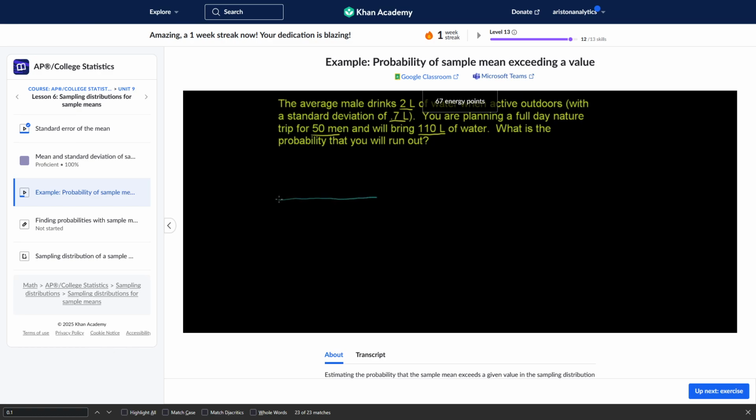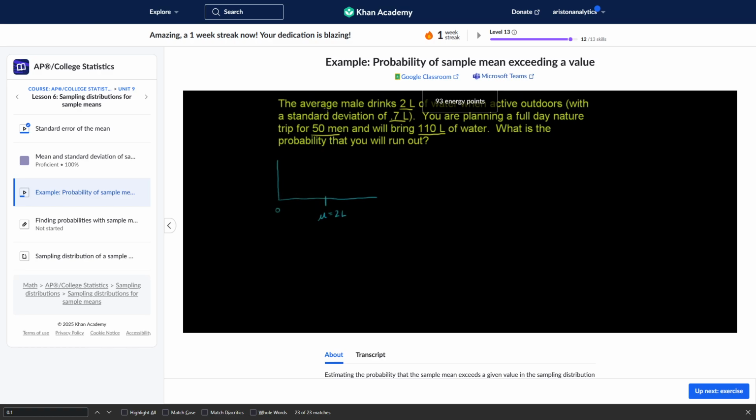So they're all going to need at least more than 0 liters. So this would be 0 liters over here. The average male, so the mean of the amount of water a man needs when active outdoors, is 2 liters. So 2 liters would be right over here. So the mean is equal to 2 liters. It has a standard deviation of 0.7 liters. So the standard deviation, maybe I'll draw it this way.